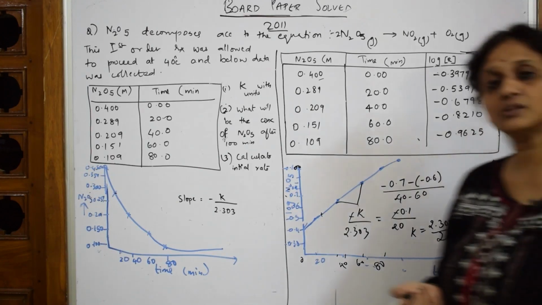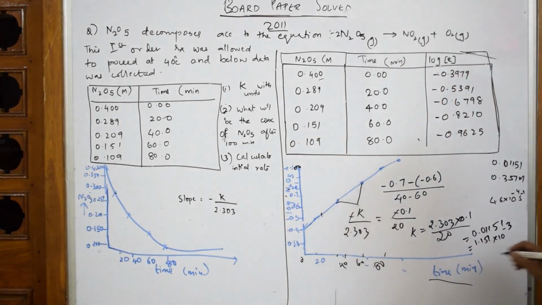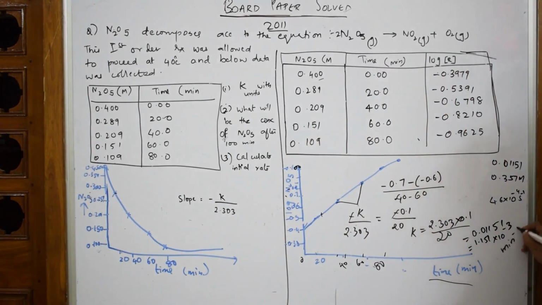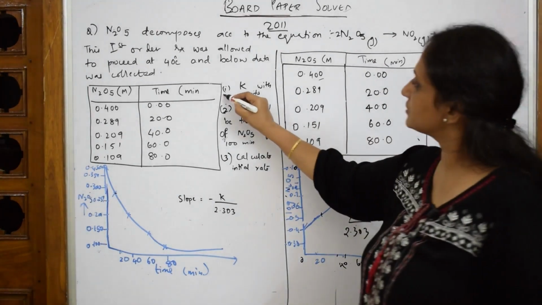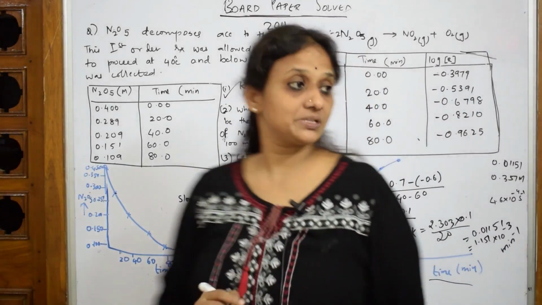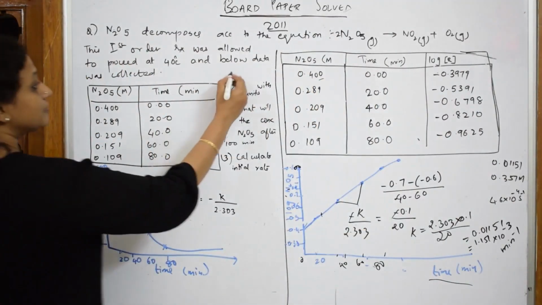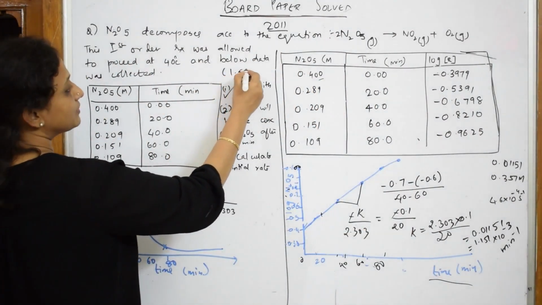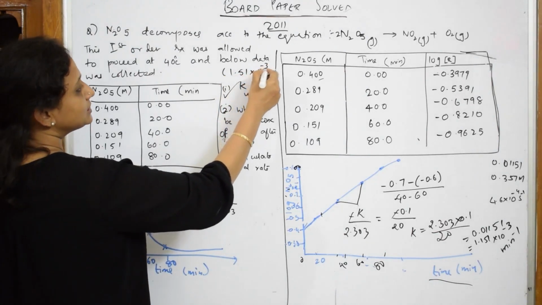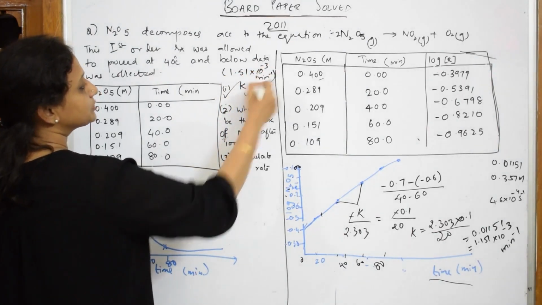So for the first order rate equation, what is the unit? The unit is minute inverse or time inverse. Correct. So I have done the first one. How much did I get? I got an answer of 1.151 into 10 raised to the minus 3 minute inverse. The first part is over.